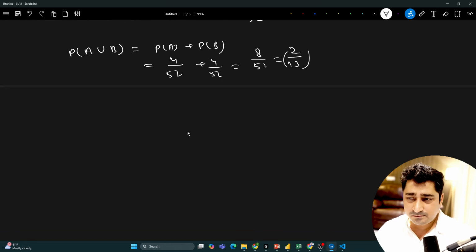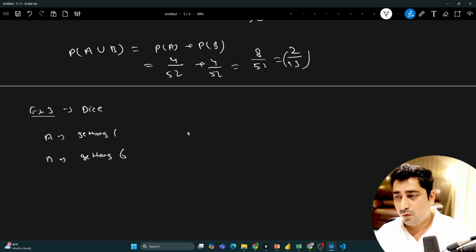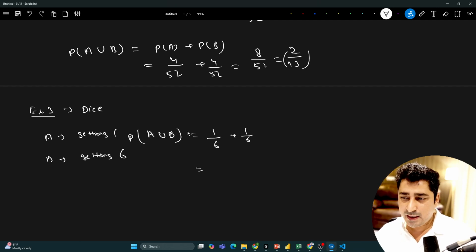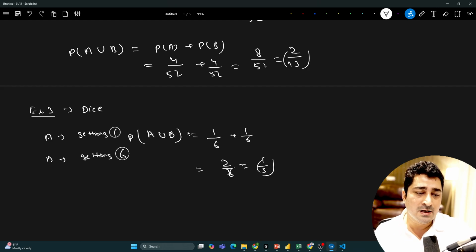Okay. Now let me give you example number 3, an example of a dice. Let's suppose I have an event A, rolling or getting 1, and event B, getting 6. What is the combined probability of the A and B events? It's going to be 1 by 6 plus 1 by 6, because the probability of getting 1 is 1 by 6, and the probability of getting 6 is also 1 by 6. So it's 2 by 6, which is technically 1 by 3. This is something you all will be able to find at the end of the day.